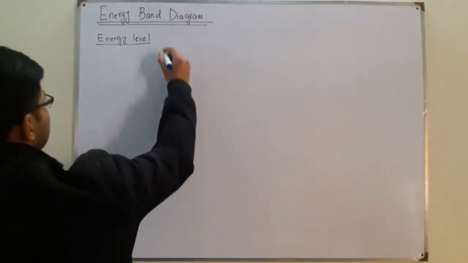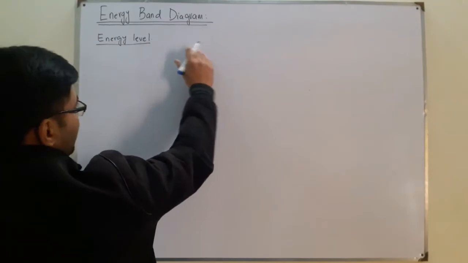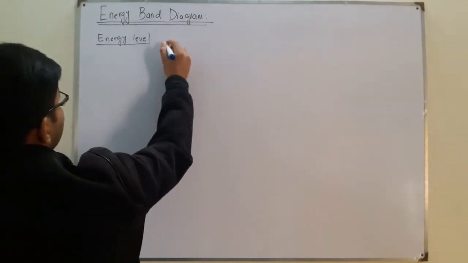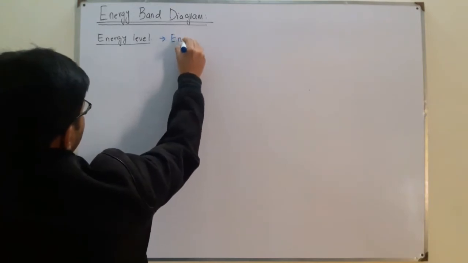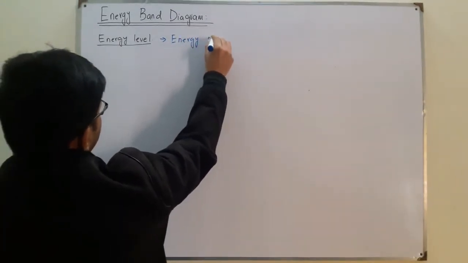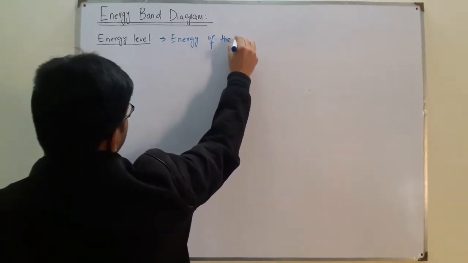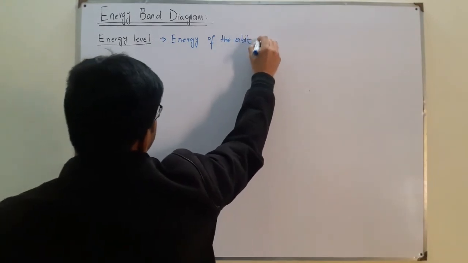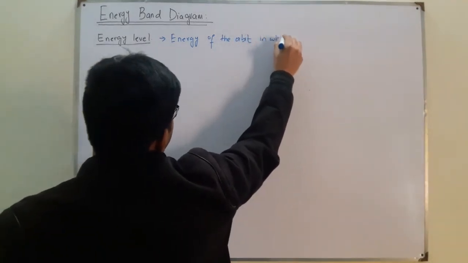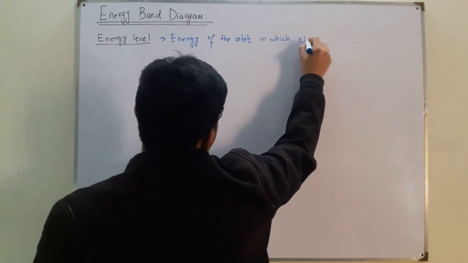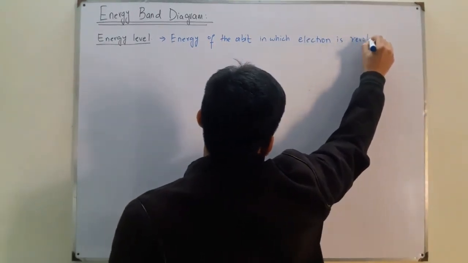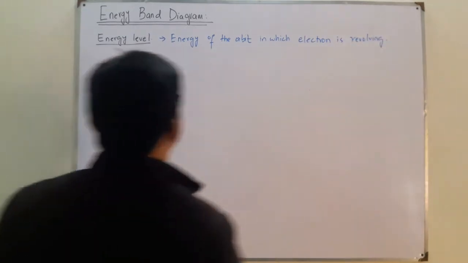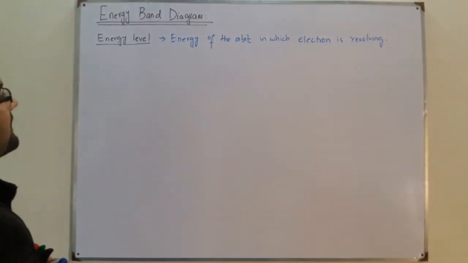Alright, so let me write it down that the electrons revolve around an orbit and the energy of the orbit, right? Energy level is energy of the orbit in which electron is revolving, right? Okay. And it is fixed.